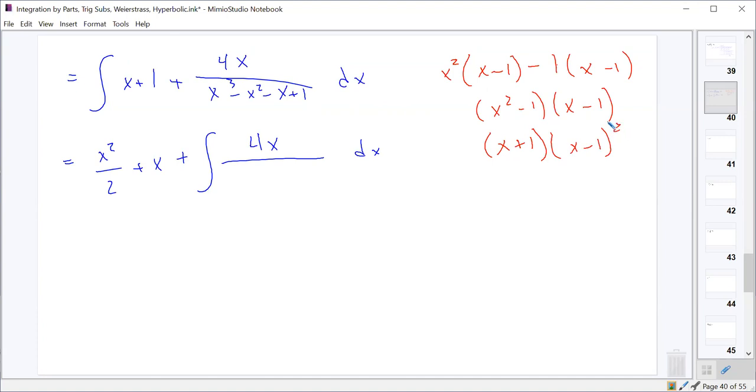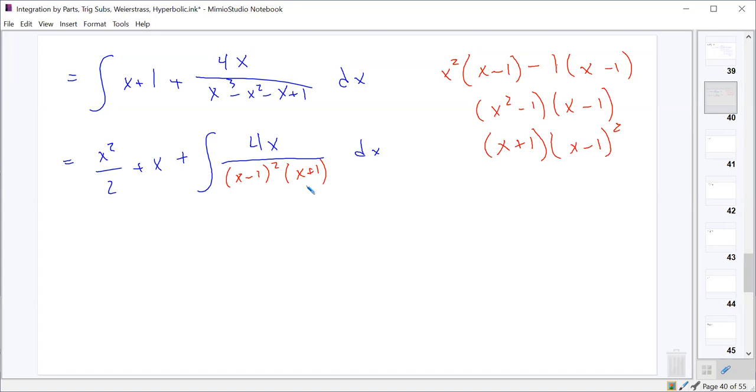Everybody agree with that factorization there? Any issues with that? Or everyone's good? Take it by your silence.